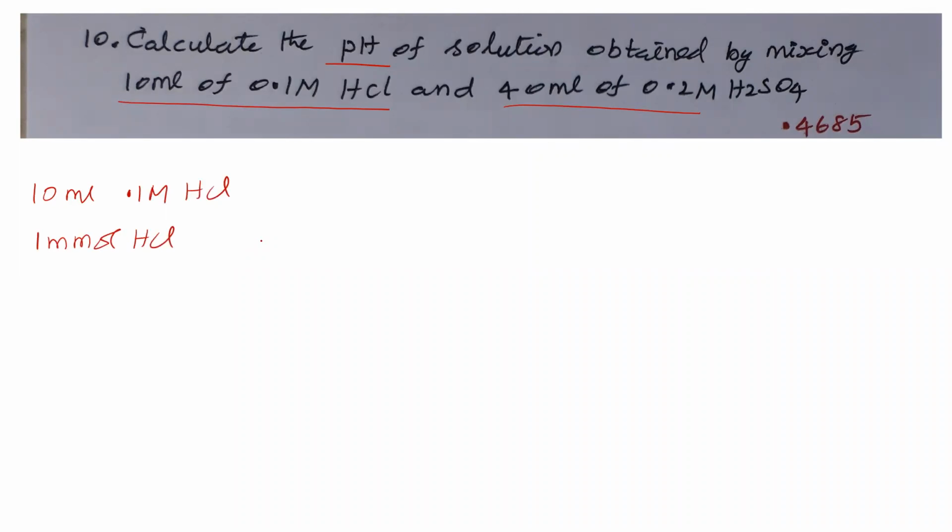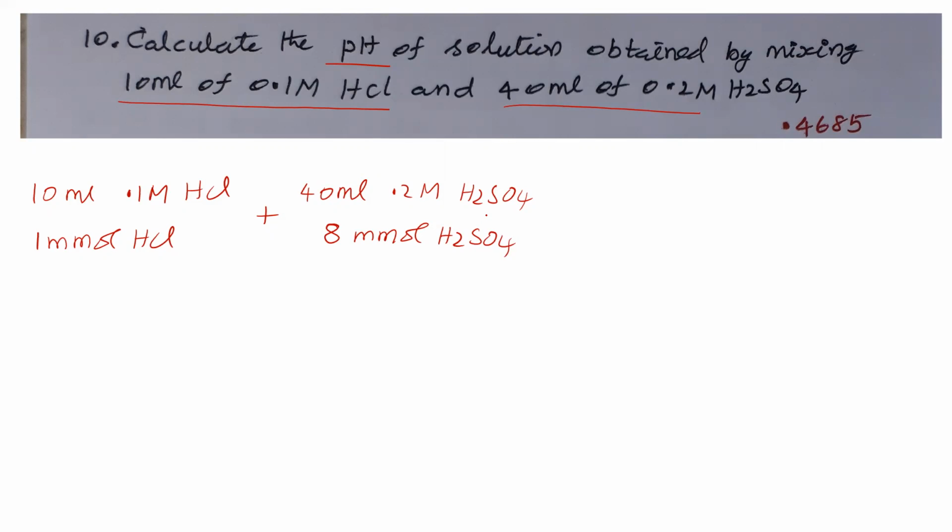Next, we are adding 40 ml of 0.2 molar sulfuric acid. Now we will multiply this volume, 40 ml, and the concentration, 0.2 molar. We will get the millimoles of sulfuric acid, which is 8 millimoles.